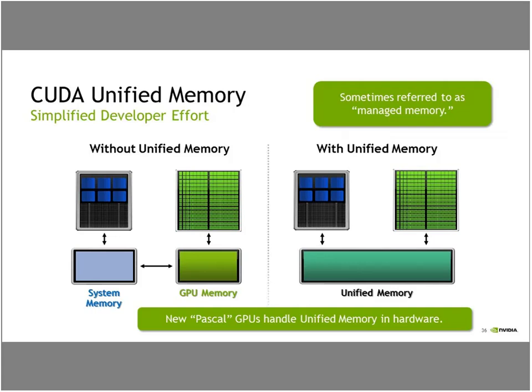Now, unless you happen to have one of the new Pascal GPUs, the older GPUs, the Kepler generation and the Maxwell generation, did this in software. The new Pascal GPUs are able to handle this in hardware, making that much faster. I'll note that this is sometimes known as managed memory, and you may hear me referring to it as such sometimes. We're going to use this feature to get up and running this week, and then next week we'll revisit this and look at explicitly managing our data.